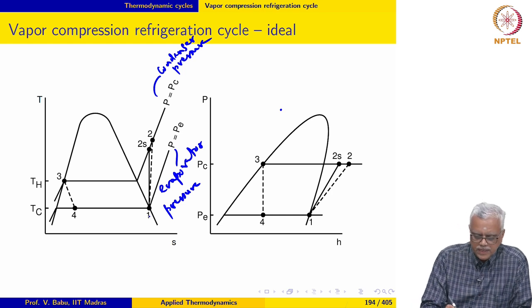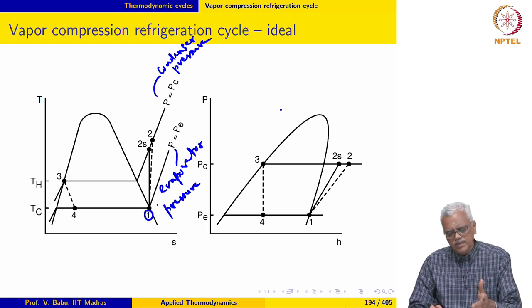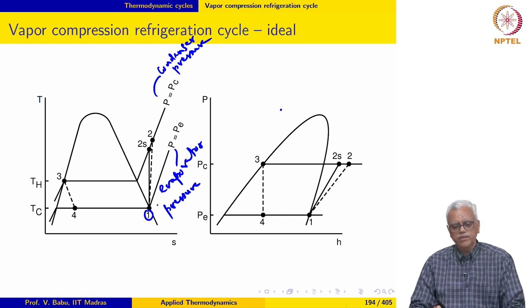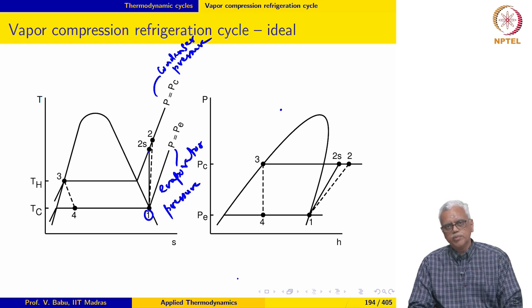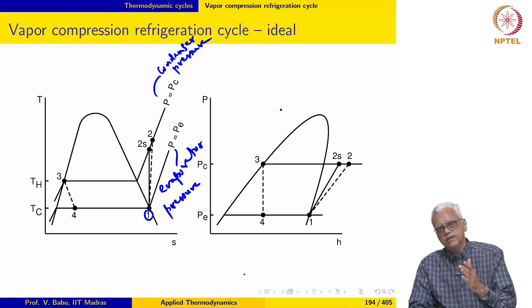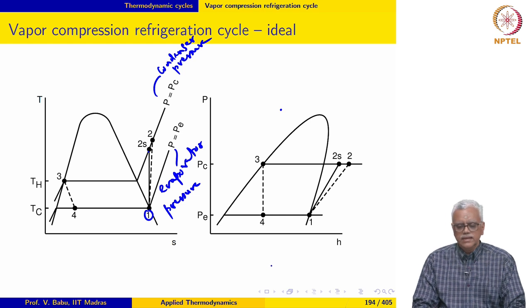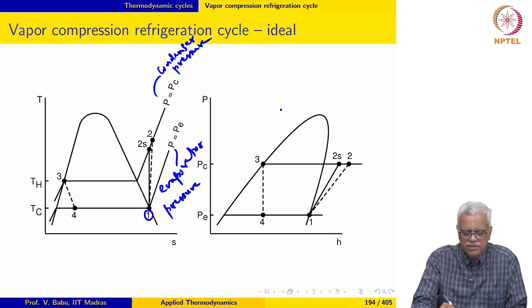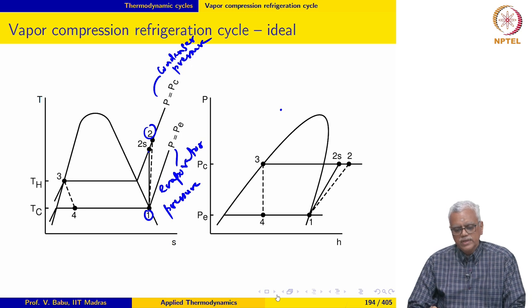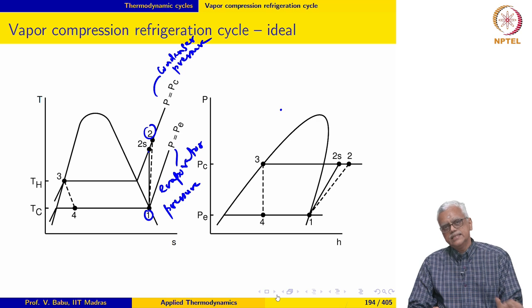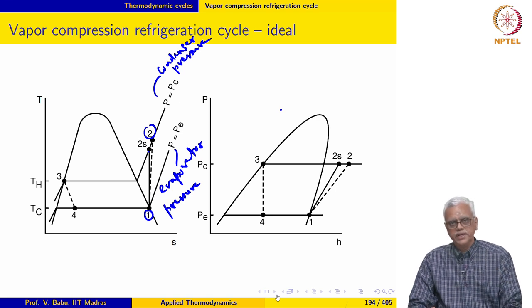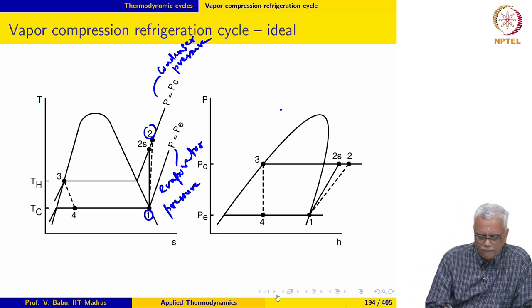Okay. So, state 1, we have taken it to be a saturated vapor, at evaporator pressure. It enters the compressor, where it is compressed from state 1 to 2s in case of an isentropic compression. In the situation where we allow for internal irreversibilities in the compressor, the end state will be state 2. You can see that the state corresponding to 2 is high pressure, high temperature and superheated, as I mentioned before.